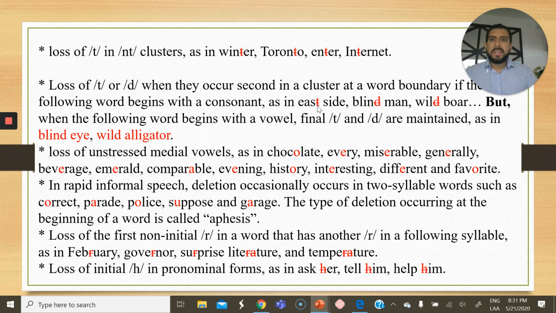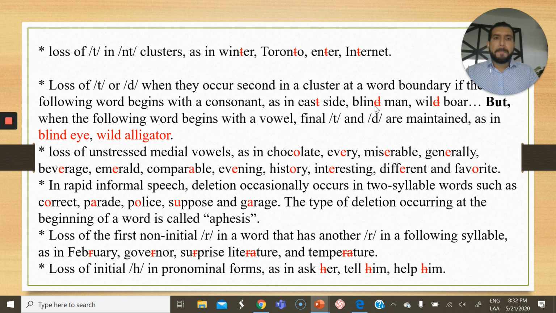And what we have is that there is a loss of t or d when they occur second in a cluster at a word boundary if the following word begins with a consonant. So you have the cases of "east side." You can perfectly delete the t here and say "east side," and you connect it through a process called linking, which we're going to talk about in a minute.